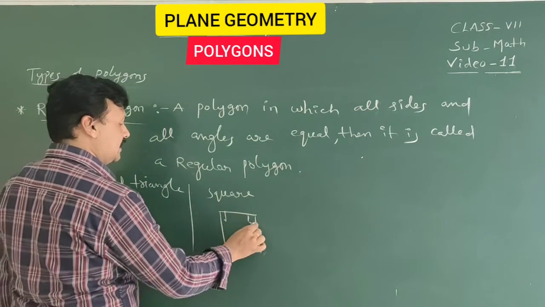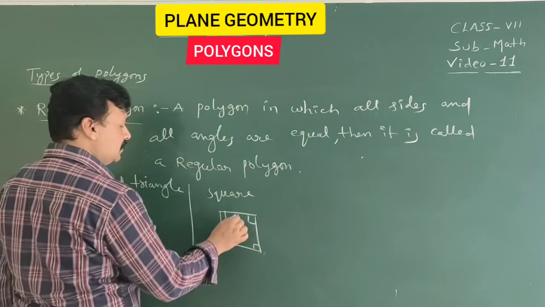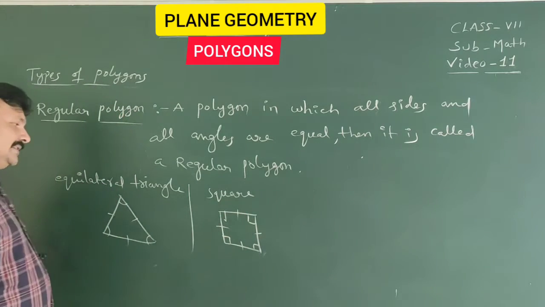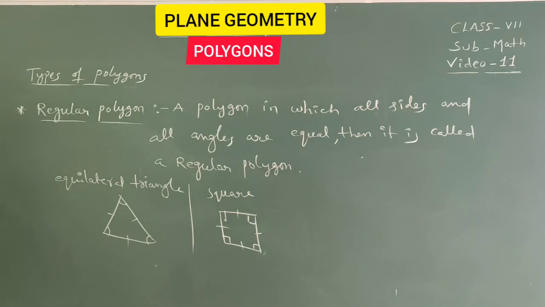Square: all angles are equal, each angle measures 90 degrees, and all sides are also equal. Okay, equilateral, square, regular pentagon, we can name like that. Regular decagon, regular hexagon, regular polygon.